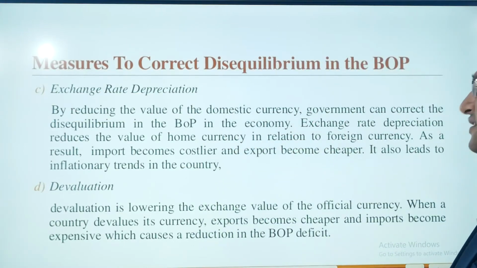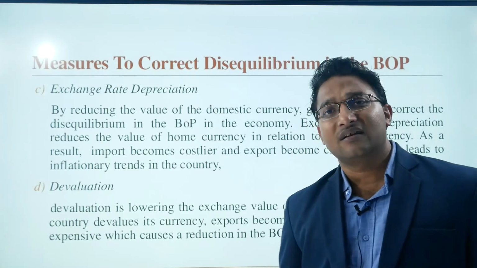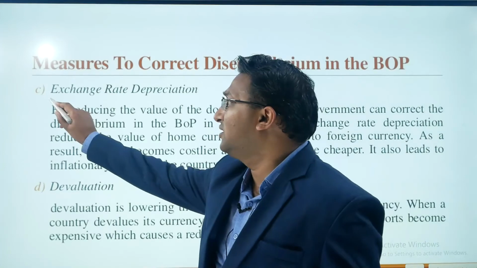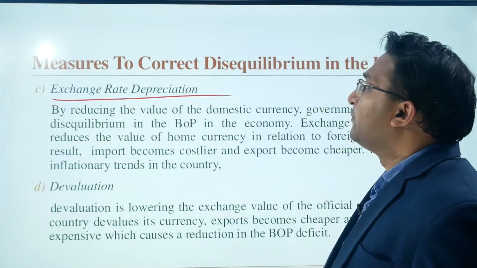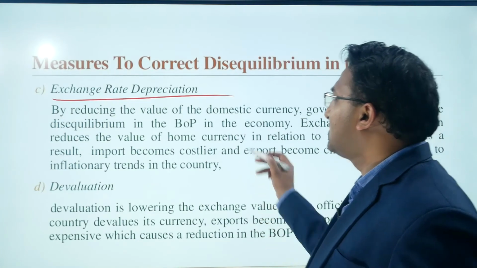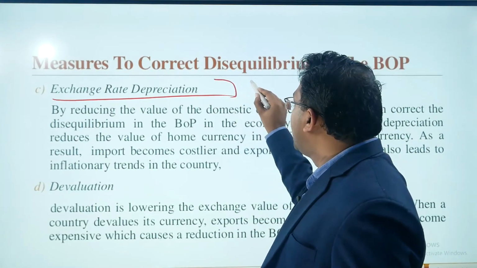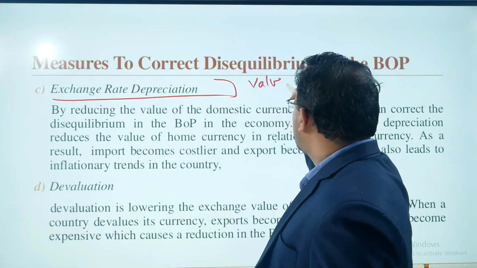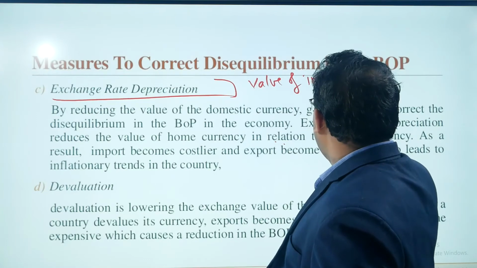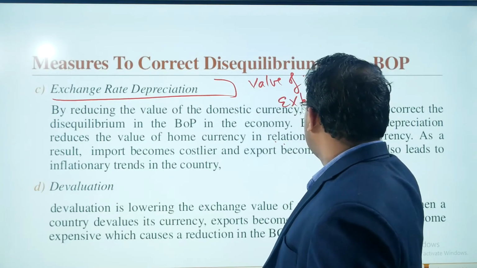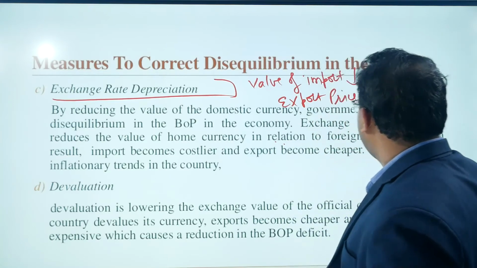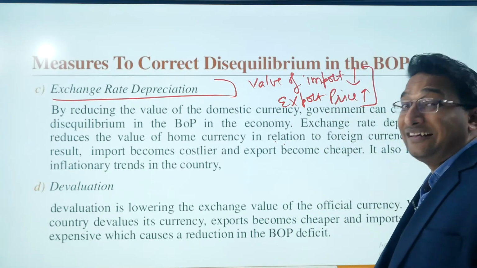Then exchange rate depreciation. As I told you, we will discuss more about the exchange rate in detail separately, but here I will be just touching this exchange rate depreciation concept and the impact. So what is the impact of exchange rate depreciation? Because of this, the value or the cost of import increases and the export prices get decreased. So this is the impact, right?